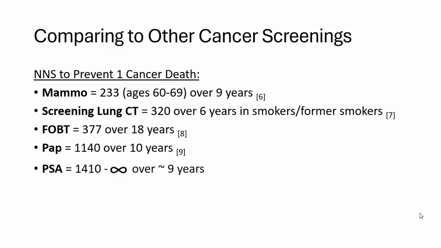To give you a comparison of some of the other cancer screenings that we do, here's the number needed to screen to prevent 1 cancer death with some other common cancer screenings. So for mammogram, it's 233 over 9 years. Screening lung CT is 320 over 6 years in smokers and former smokers. Fecal occult blood is 377 over 18 years. Pap smears is 1,100 over 10 years. And PSA is, like we said, somewhere between 1,400 and infinity over 9 years.